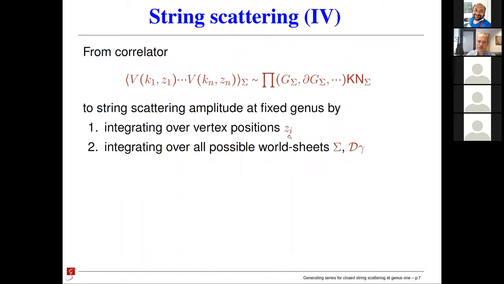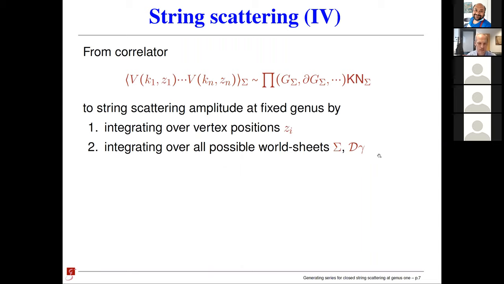So this is one integral, and there's another integral that you have to use. You integrate over all the paths gamma that you have on the string world sheet. I've written this here as integrating over all possible world sheets, sigma, which means carrying out an integral over d gamma. Once you've done that, you can go from this correlation function to a scattering amplitude.